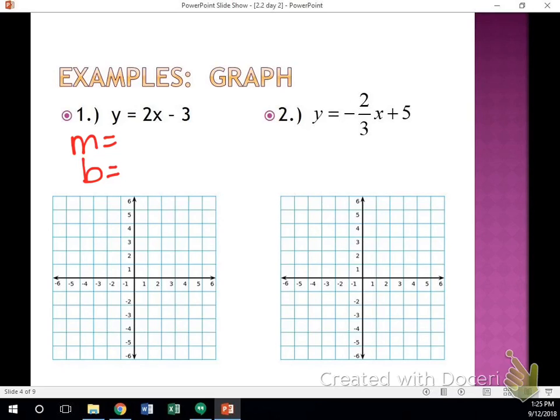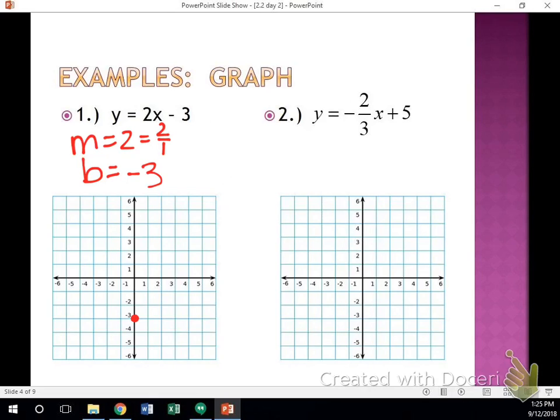Who can tell me the slope or m on number 1? Charles? 2. If you want to write it as 2 over 1, that might be helpful. And what about the y-intercept? Negative 3. Very good. So if it's a minus 3, our y-intercept is negative 3. So let's follow those steps. Step 1, plot the y-intercept on the y-axis. So that means I'm going to negative 3 on the y-axis, and I am putting a point.